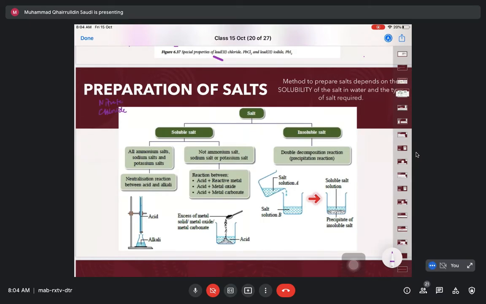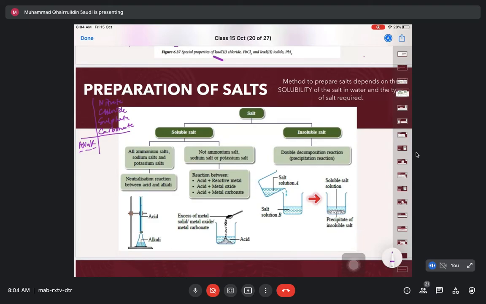We have sulfate salt. We have carbonate salt. And we have anak salt. Anak is ammonium, sodium and potassium salt. So 5 kumpulan ni. These 5 groups boleh dibahagikan juga kepada soluble salt and insoluble salt.